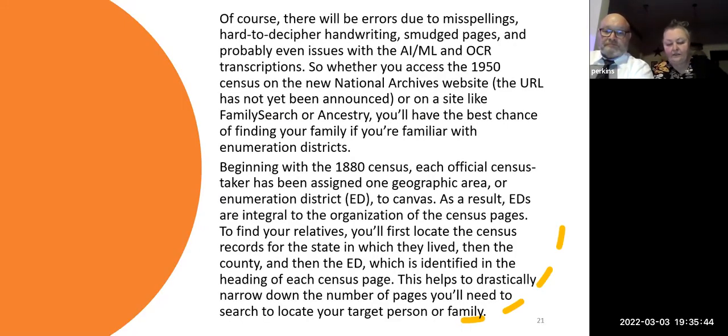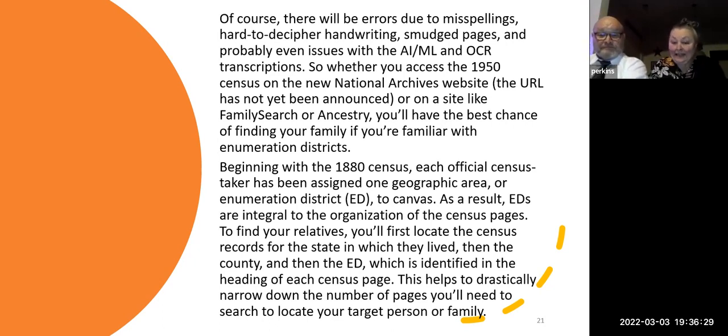So of course, there are going to be mistakes, misspellings, as the computer is doing this. The AI and the OCR are reading these, they're going to misspell, they're going to make an oops, they're going to be doing that all electronically. It might be hard to decipher handwriting, like we never see that on censuses. There might be a smudged page, there are issues with the transcriptions, but no matter what, whether you access that through FamilySearch or Ancestry, your best chance of finding them is to have the enumeration districts. So I'm going to spend a couple minutes talking about enumeration districts.